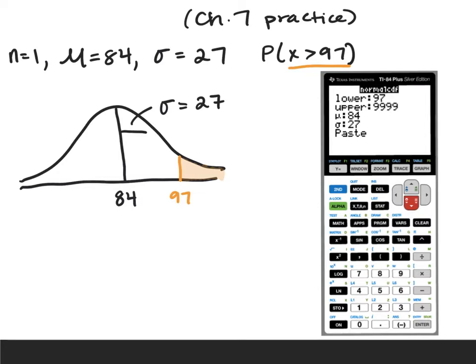So when I calculate that, let's see, I end up getting, this area is 0.3151 if I round to 4 decimal places. So there's about a 31 to 32% chance that I'm going to have to wait more than 97 minutes between eruptions. So that's, you know, that's possible.